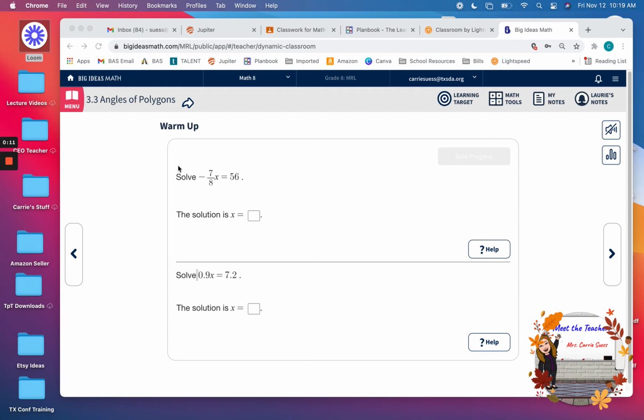Just a refresher real quick on your warm-ups. This is -7/8 times x. So in order to solve it, you're going to divide by -7/8 or flip the fraction and multiply to move it. And then down here, you would divide to move it over to the other side. Okay?